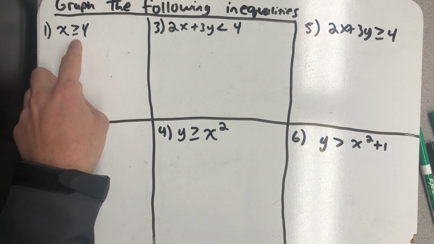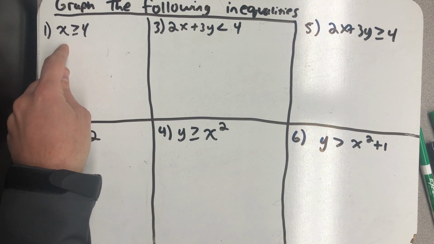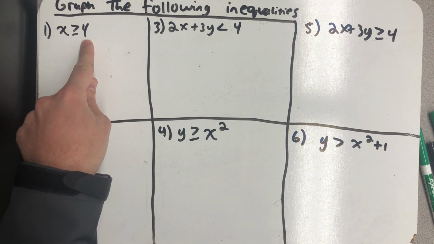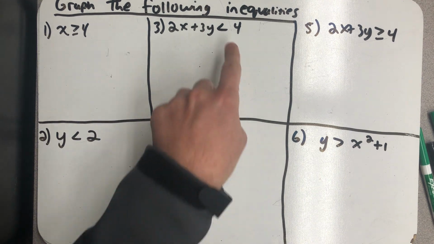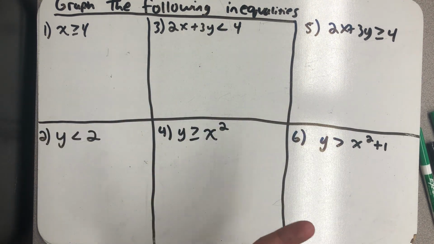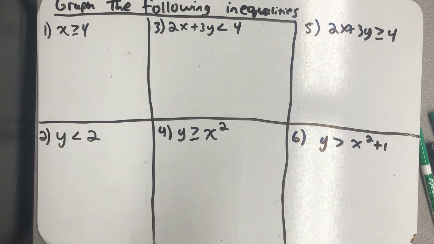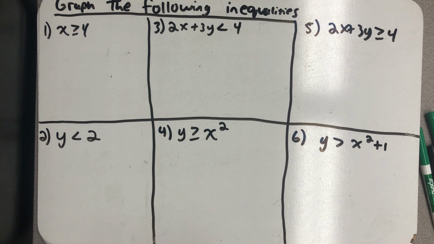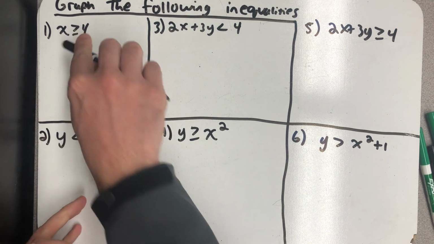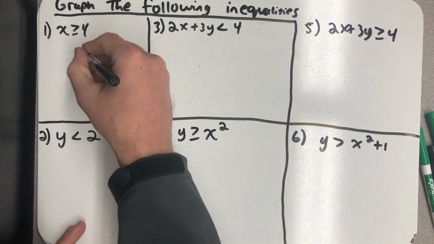dotted line. If I see an equals to, like in this one that says x is greater than or equal to 4, I'll use a solid line. If I don't see an equal to, I'm going to use a dotted line. So starting with this one, I'm going to imagine graphing x is equal to 4, and I'm going to imagine doing that with a solid line because it's a greater than or equal to.